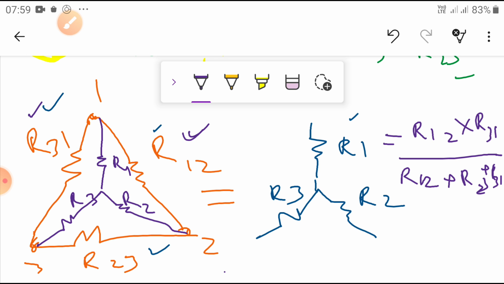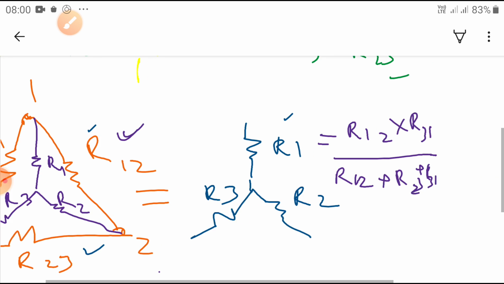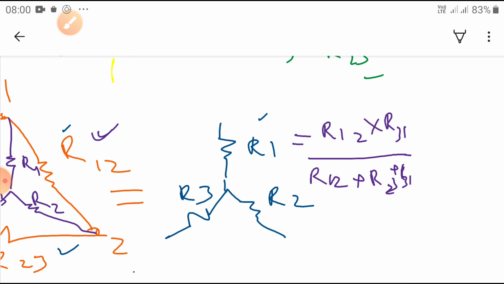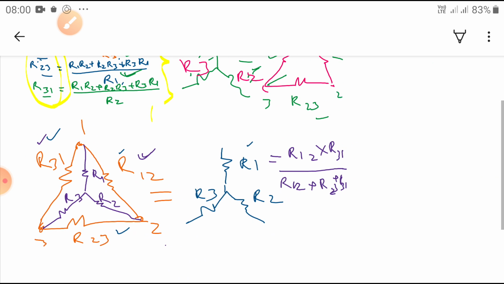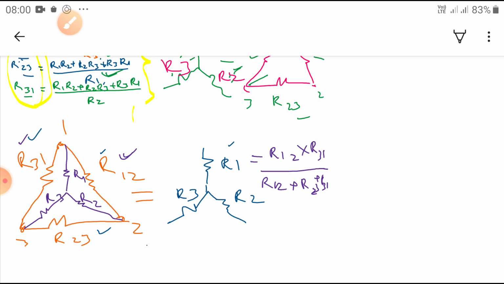This is the formula. I got R1: just multiply R12 into R31, divided by the total values. Here the numerator changes only, but the denominator will be the same. Now write another equation. So now you write R2.